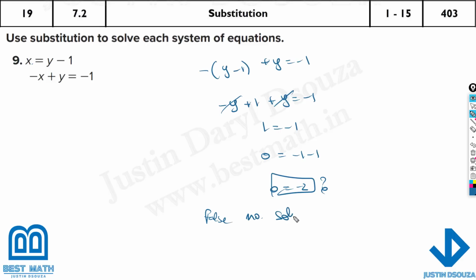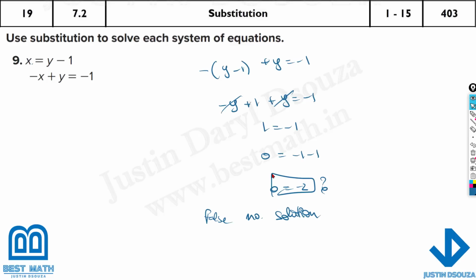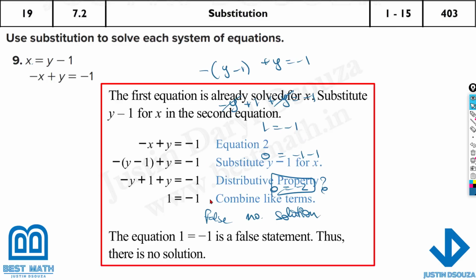No solution. In such cases, when both the sides are not equating to each other, when they are opposing, in the sense 0 and minus 2 is absolutely wrong, or 1 is not equal to minus 1, so you tell there is no solution here. It's a false statement. That's the reason.